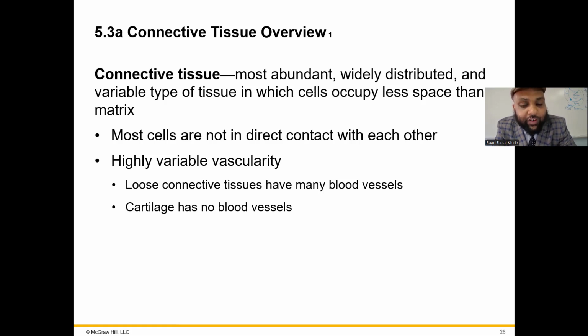They have highly variable vascularity. The loose connective tissues have many blood vessels, and the cartilage has no blood vessels. So remember, the loose connective tissue is what attaches to the epithelial tissue and nourishes the epithelial tissue with oxygen and nutrients and removes metabolic waste. But the other type of the connective tissue is the cartilage, and cartilage has no blood vessels.